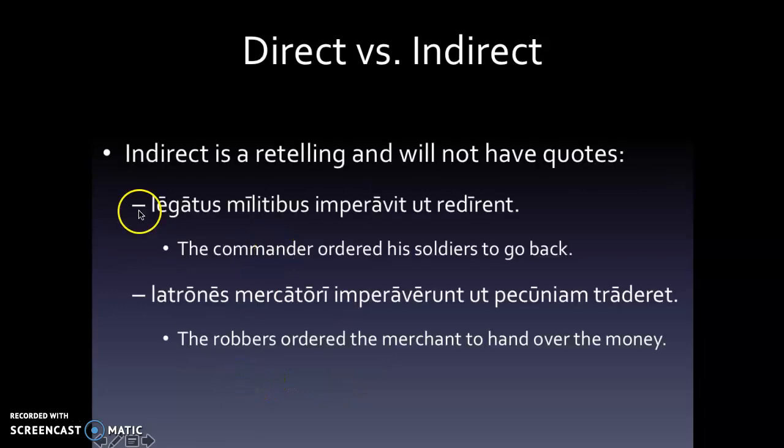Whereas indirect is a retelling. It will not have quotes. So, legatus militibus imperavit ut redirent. The commander ordered the soldiers to go back. Latrones mercatori imperaverunt ut pecuniam traderent. The robbers ordered the merchants to hand over the money.